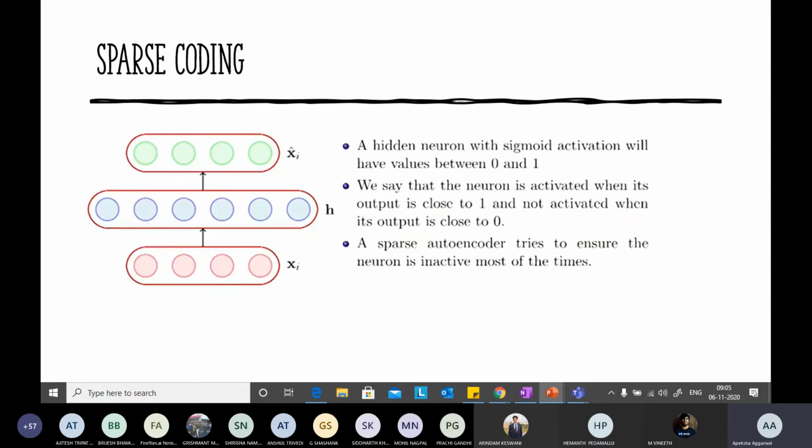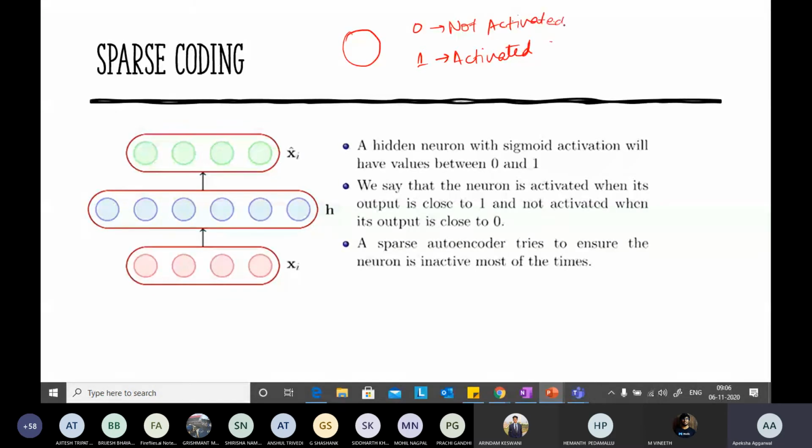Next is sparse coding. So a sparse autoencoder is nothing but this: if I have a neuron, I will say it is activated if its value is 1. This means activated. And if its value is 0, it is not activated. Okay, right?